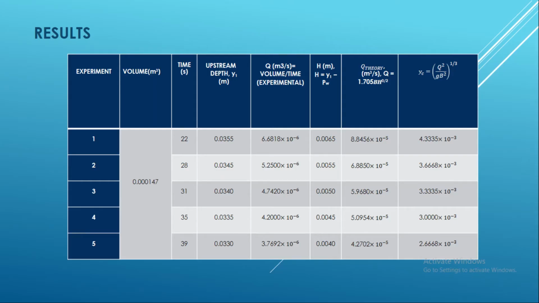After we have done the experiment, this is the table of the results, which contains the volume, the time, upstream depth, the experimental discharge, the H, which is the measurement from behind the weir to the surface of water, the theoretical discharge, and the critical depth. The experimental discharge can be obtained by using the formula volume over time, while the theoretical discharge can be obtained by using the formula 1.705 BH to the power of 3 over 2.